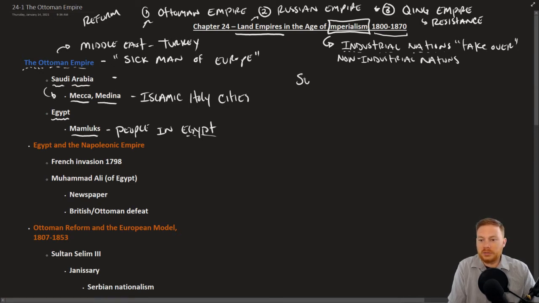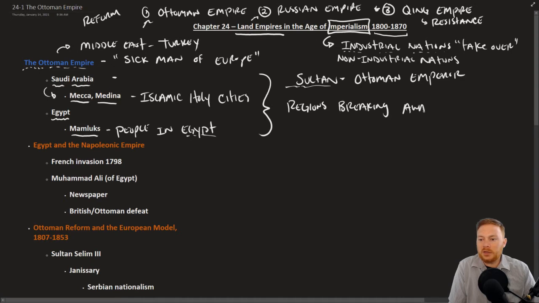Again, the Ottoman Sultan is pretty much the Ottoman Emperor, we can think of him as, right? Simply referred to as a Sultan. So in both of these examples, you have regions maybe breaking away. And the fact that the Ottomans continue to lose territory and continue to lose influence in parts of their empire to groups like the Mamluks is more evidence of this trope right here, this idea that the Ottoman Empire is like a sick man who's just slowly dying.